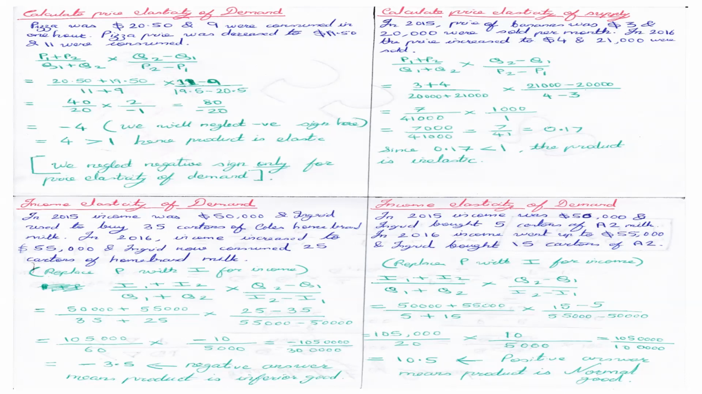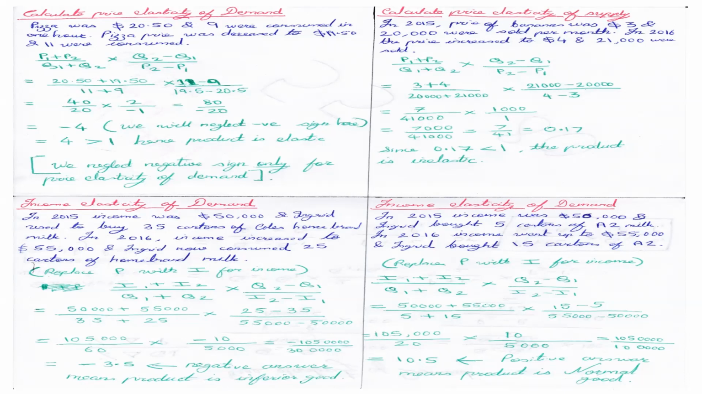You can pause the video and have a look how I've done the calculation. My answer will be -4, but remember what I said, when it comes to price elasticity of demand, because the demand curve is downward sloping, the answer will always be negative. So let's get rid of that minus sign and write 4 as it is. 4 is greater than 1. Remember what I said, if your answer is greater than 1, the product is elastic.